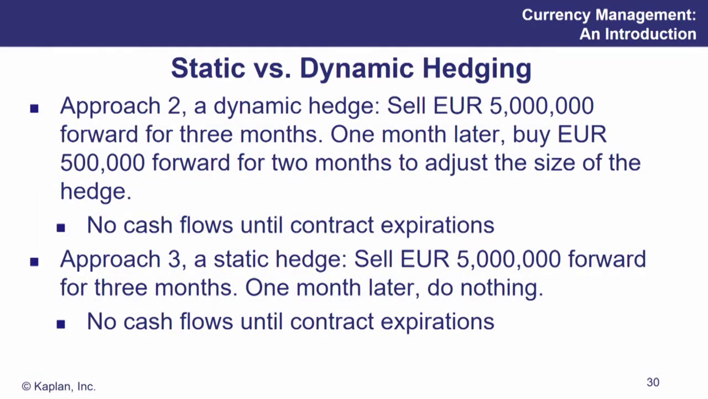So we begin, we've got 5 million euros worth of assets. We sell 5 million euros forward for the full 3 months. Okay. Now, it doesn't mean that we ignore the hedge for the entire 3 months. At the end of that first month, what do we see? Again, the assets have fallen in value from 5 million euros down to 4.5 million euros. So what do we do? We don't need as big a hedge anymore. So we had sold 5 million forward. Now we're going to buy back 500,000 forward for the remaining 2 months.